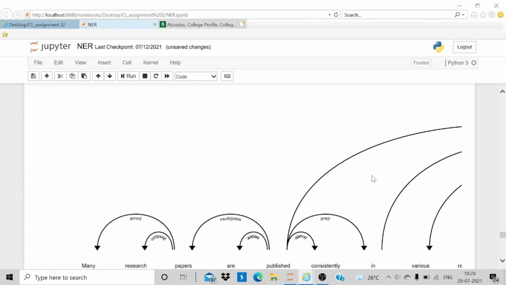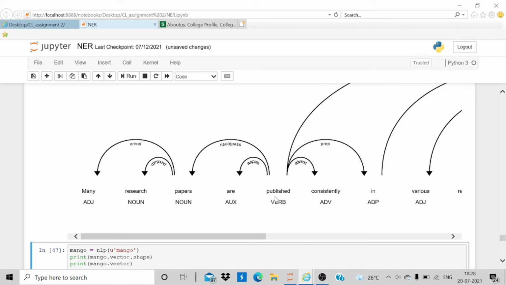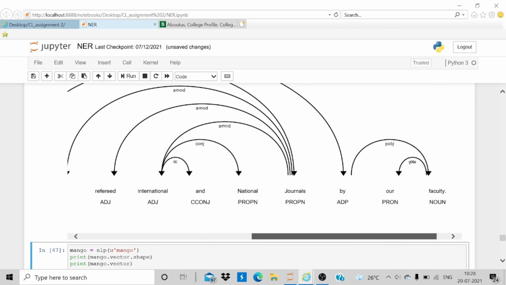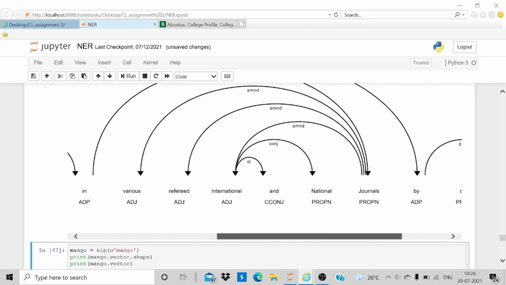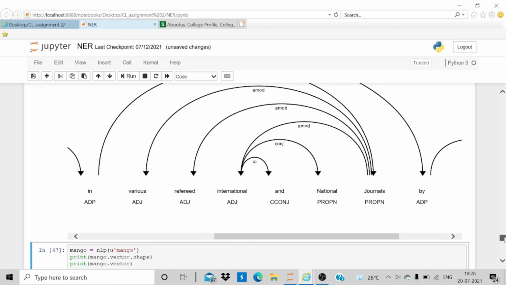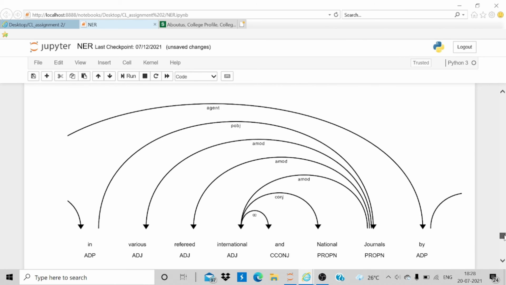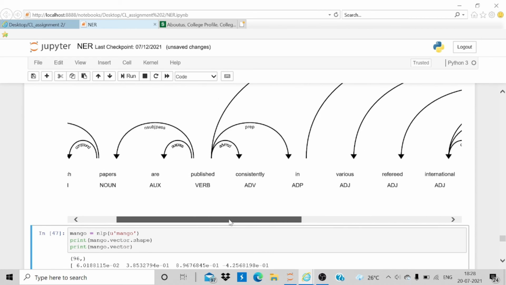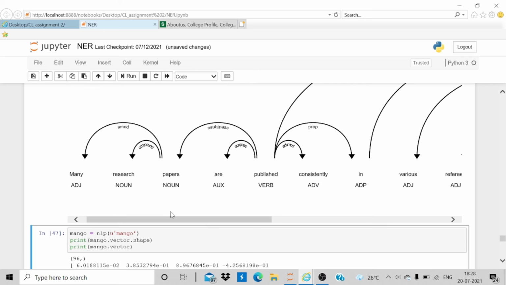Now I am taking sentence 18. Many research papers are published consistently in various refereed international and national journals by our faculty. So we can see here, okay, the tree is huge here, so it is not able to be visible. Okay. The part of speech tag for many is adjective, research is noun, papers is noun, are is auxiliary verb, published is a verb and then consistently is an adverb.